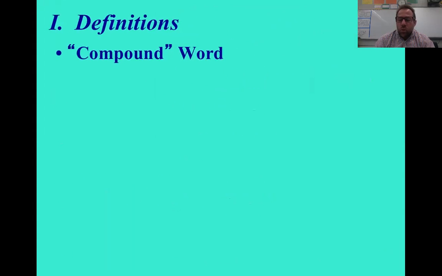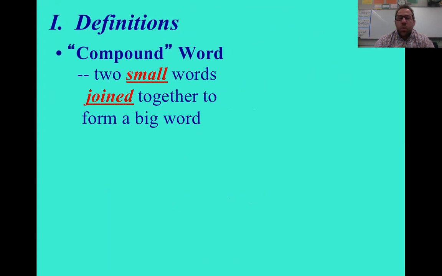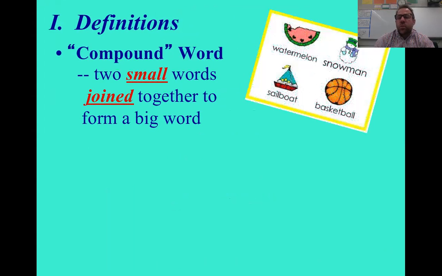Okay, so a compound word, we started learning these in first grade. These are two small words joined together to form a big word. Here are some examples, and they're on your notes already. So the word watermelon, that's really two small words, water and melon, and we push them together and we make one word. Snowman, snow and man, sailboat, basketball. See if you can think of a couple others.